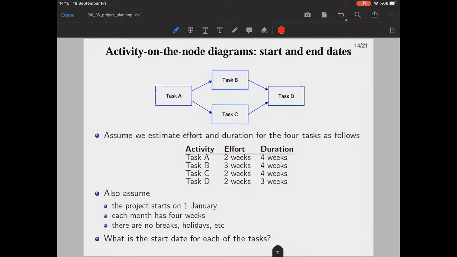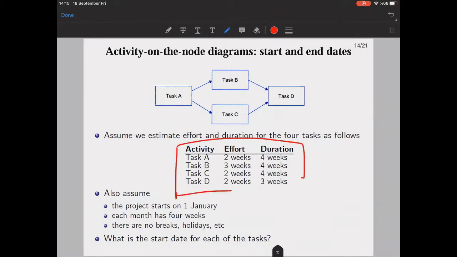Assume we estimate effort and duration for the four tasks as follows. Task A like this, B like this. You can easily see that effort cannot be larger than duration. It's logically impossible, but that's the idea, and we concluded that the duration will be like this. Also, we can assume that the project starts on 1st of January at the beginning of the year. Each month has 4 weeks, there are no breaks, holidays, etc. We just assume it. And what would be the start date for each of the tasks?